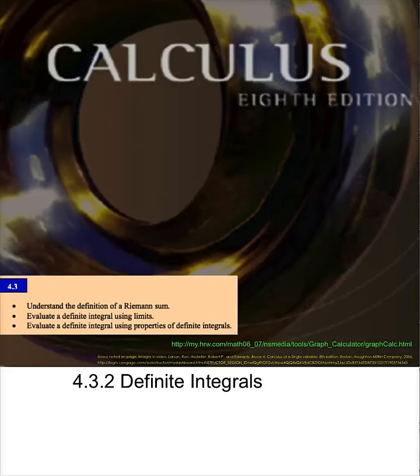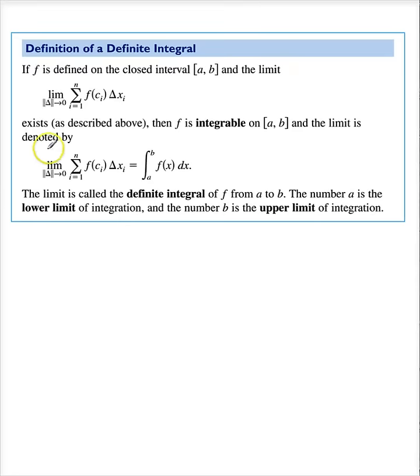Let's look at definite integrals now. The definition of a definite integral is: if f is defined on a closed interval and the limit as the partition goes to 0 of the sum as i goes from 1 to n of f(c sub i) delta x sub i exists, then we say f is integrable, and the limit is denoted by the definite integral from a to b of f(x) dx.